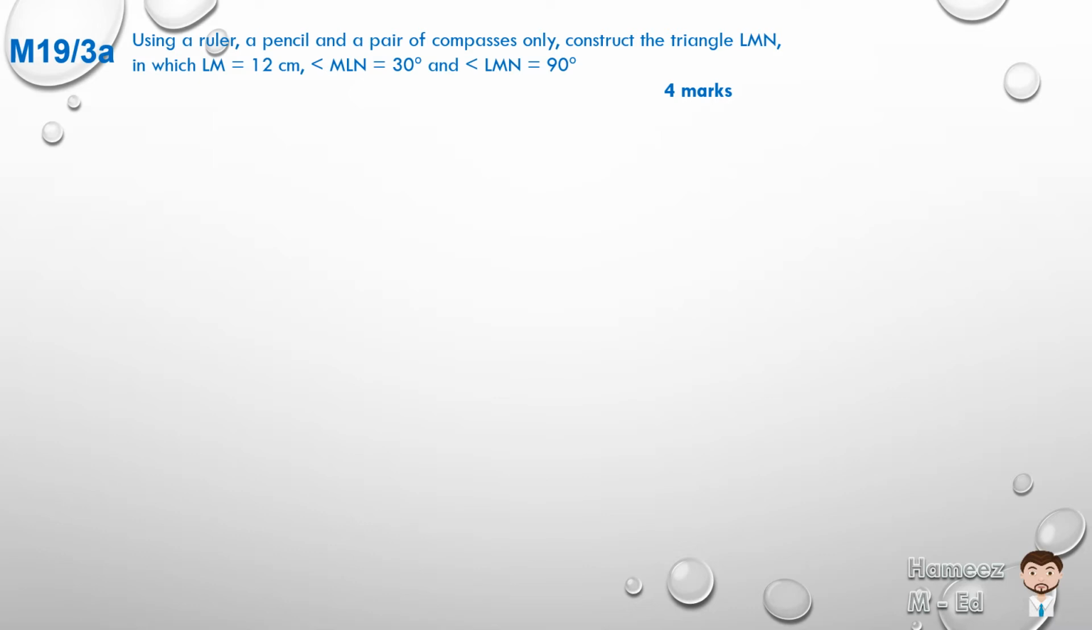We have only one length, so we'll put that at the base, and that length will be LM. So that will be 12 centimeters. And the angle at L, if you look at it, it's given MLN. So we take the middle letter. So the middle letter, L, that's the angle on the left-hand side, is 30 degrees. We can draw a line going up like that angle.